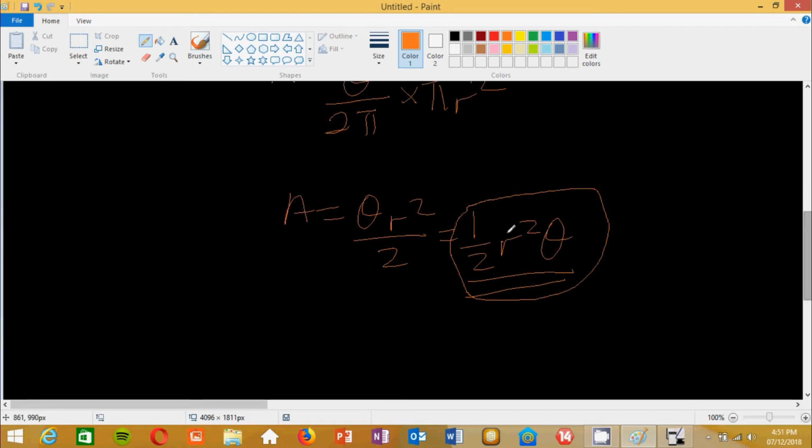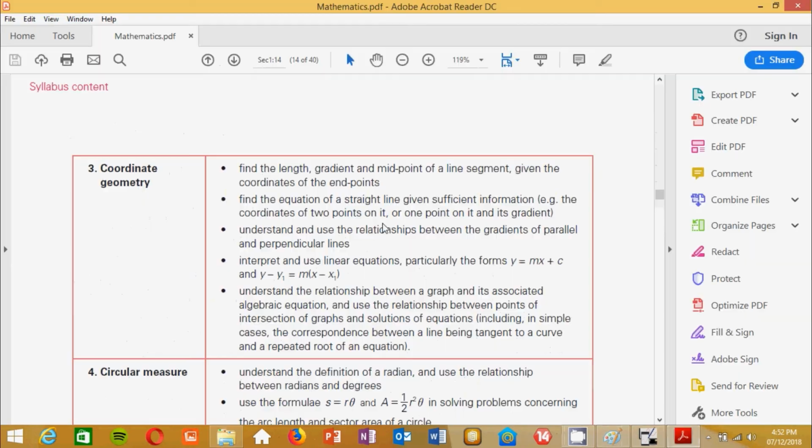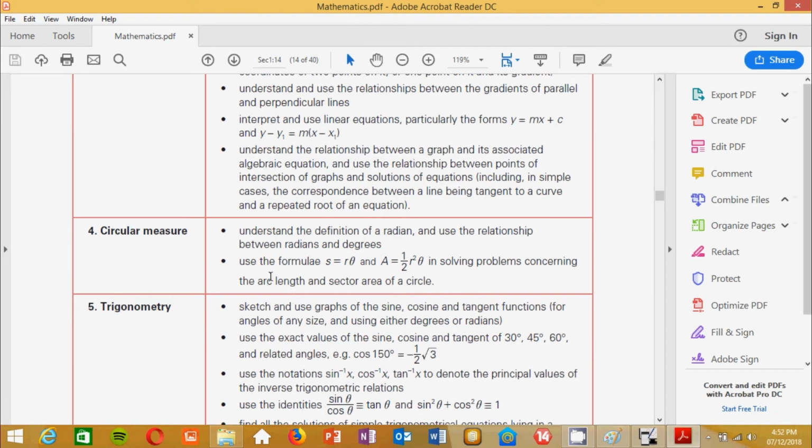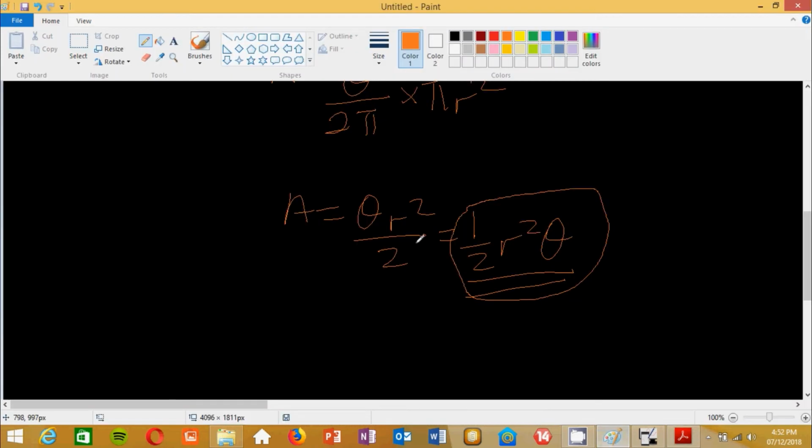This is a standard formula for calculating the area of a sector, and it's there in your syllabus. Let me show you. And here we are. Use the formula s is equal to r times theta. We already derived that before, and the area is equal to half r squared theta, which is what we have here. The area is equal to half r squared theta, provided that theta is in radians.